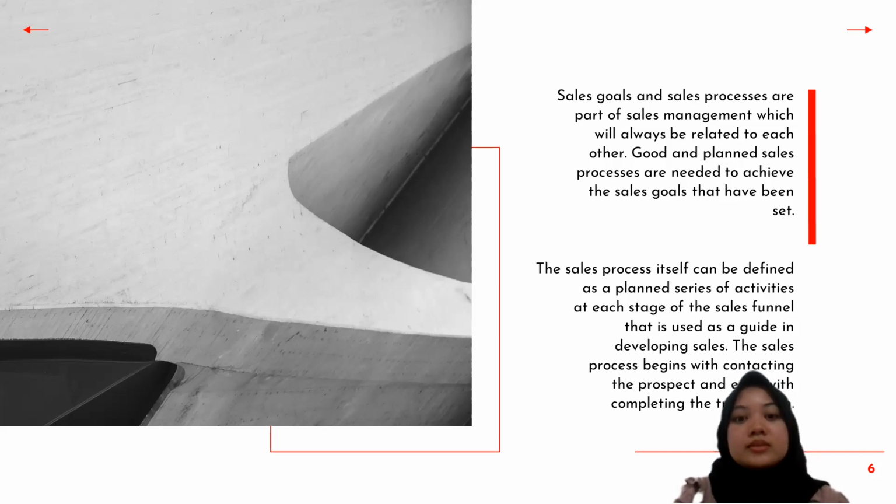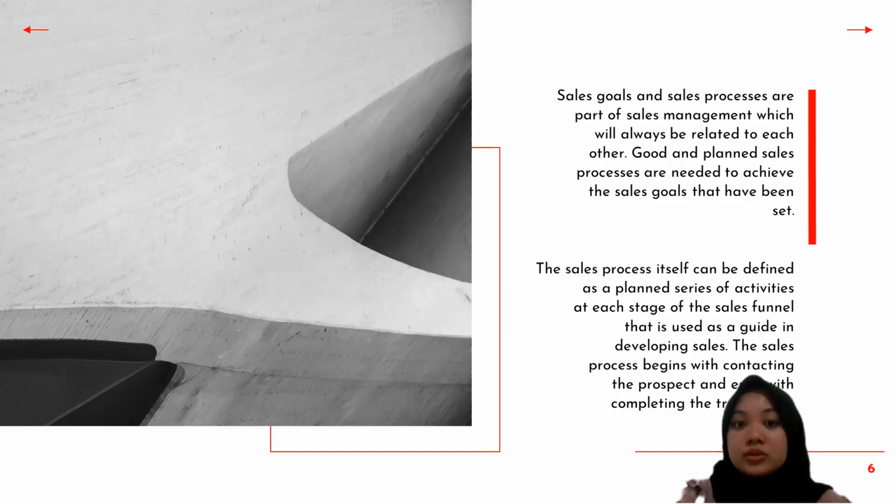The whole series that has been described as the sales process will be closely related to sales goals, where the sales goals are the goals of the entire sales process that has been planned and is trying to be realized. The determination of sales goals is carried out so that the company itself has a strong impetus to achieve the success parameters. And in essence, the sales process and sales goals are two things that are always related.